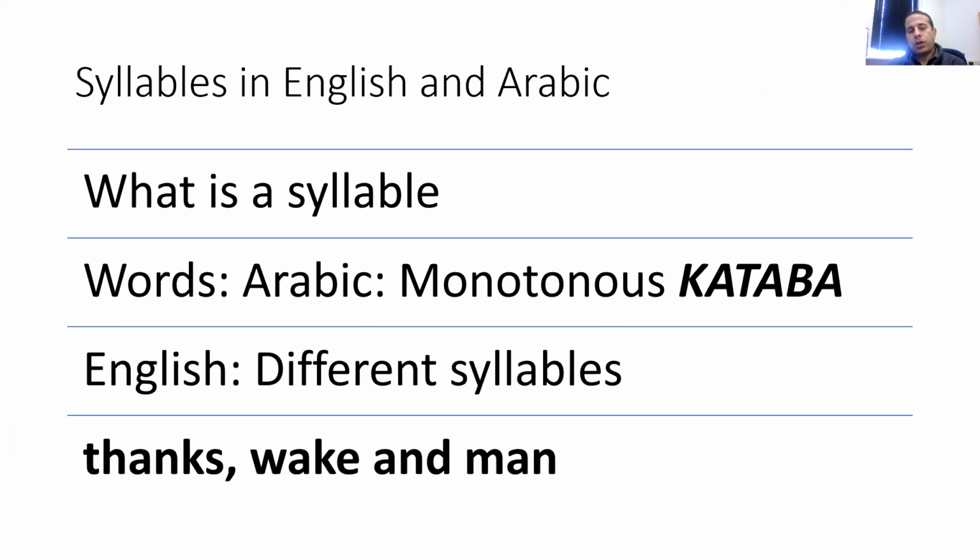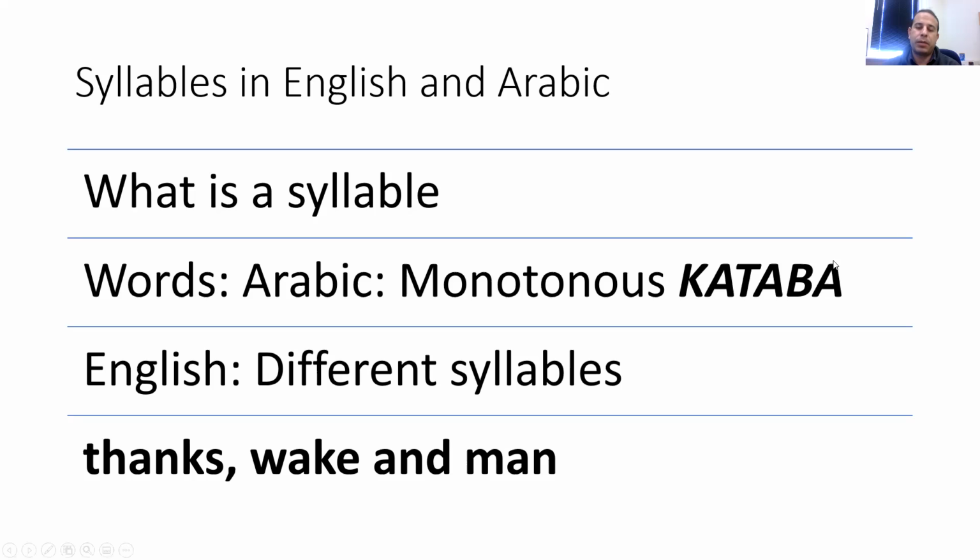So what we are going to do today, what is a syllable? A syllable in English or in many languages is a phonetic unit. It's a group of sounds that are pronounced together. But the idea of syllables in English and in Arabic is totally different. If we look at Arabic, for example, it's a monotonous language. What this means is that when we pronounce a word, we tend to give enough emphasis to every single syllable in the word.